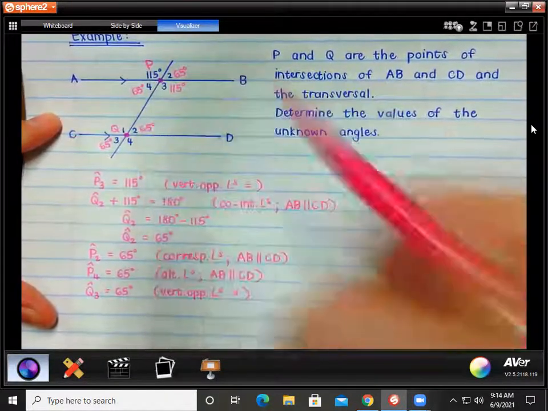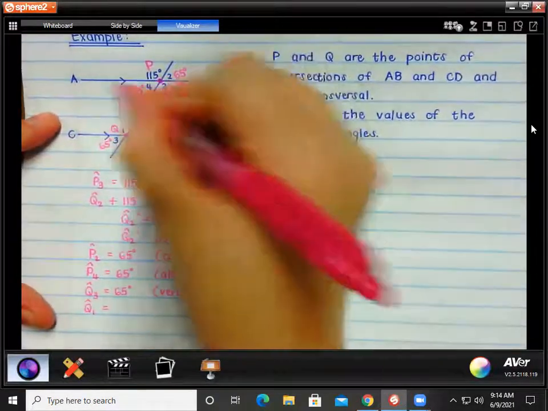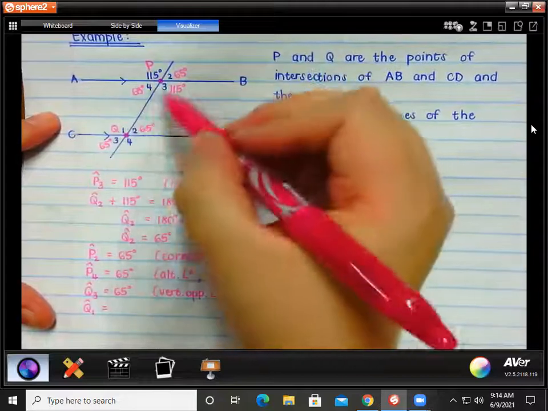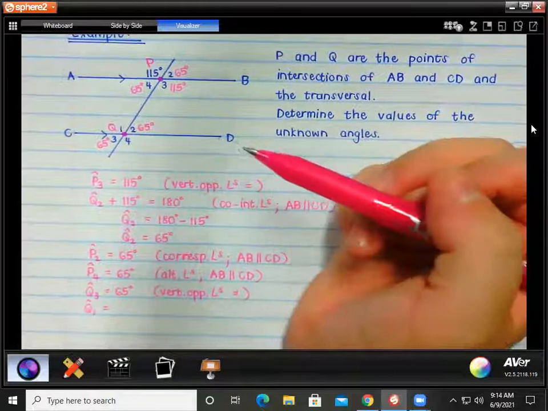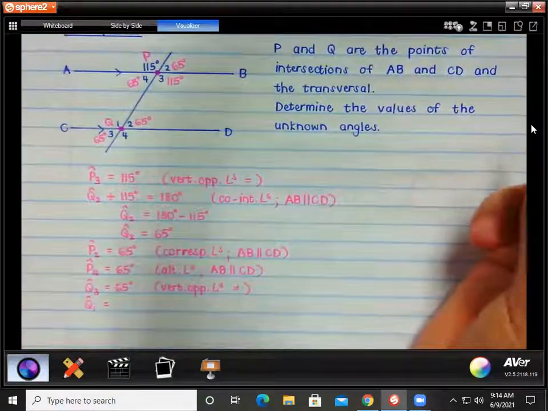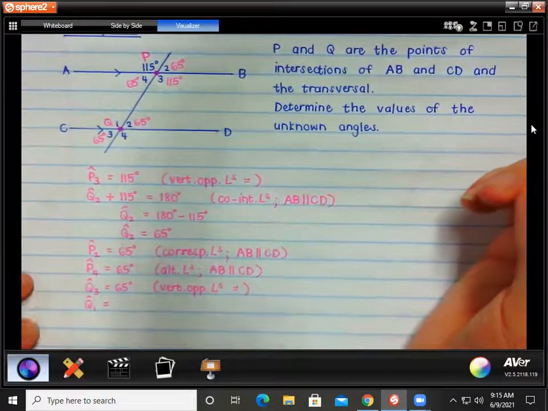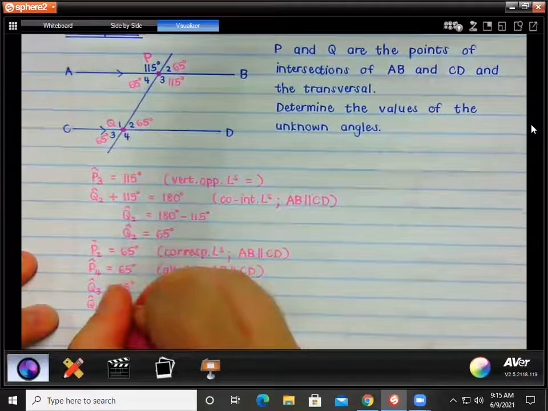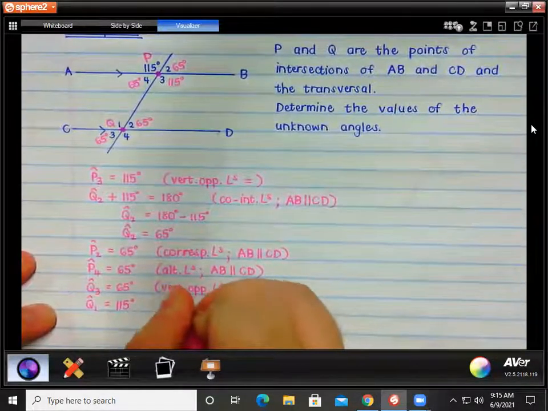All right, yes, Michael? You could use co-interior, yes, with that 65. All right, or we could also use angles on a straight line. So there are lots of options there, guys, and you basically just write down the one that you see first. It doesn't have to be a specific one. So Q1, the one that Stella said first was alternate angles. So we can write that.